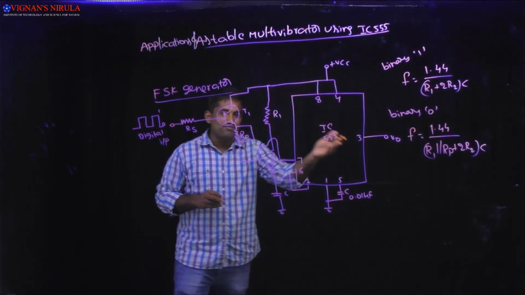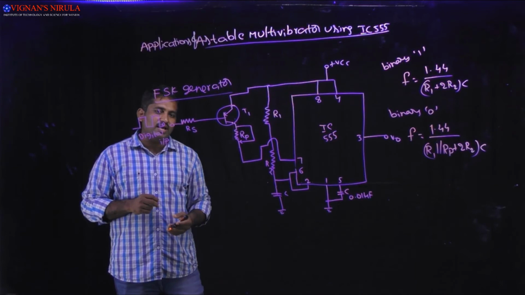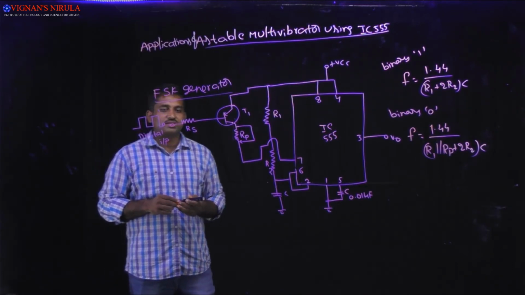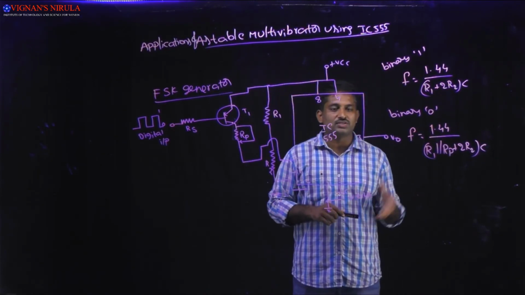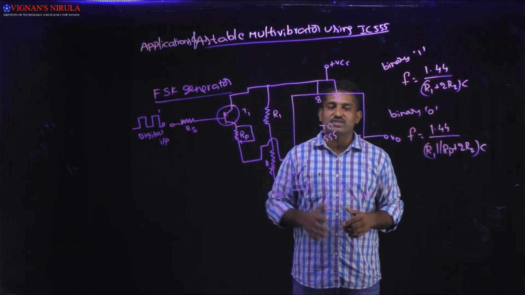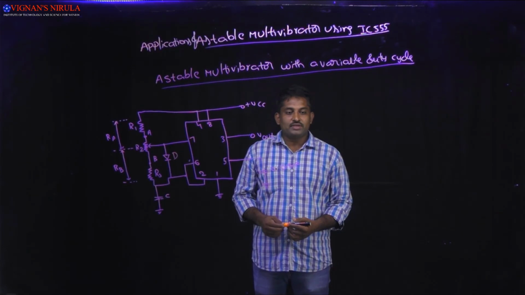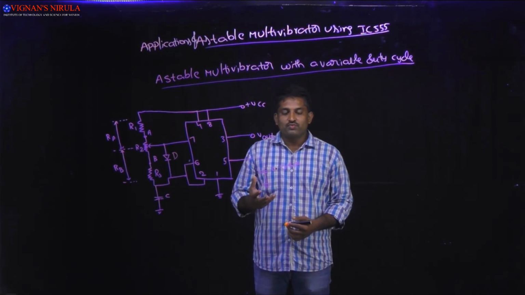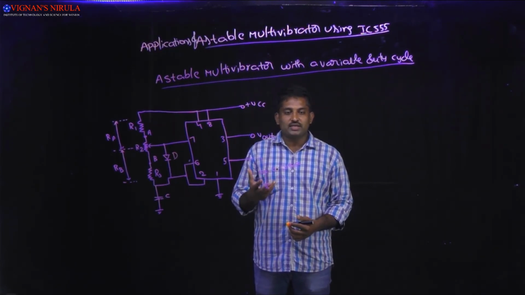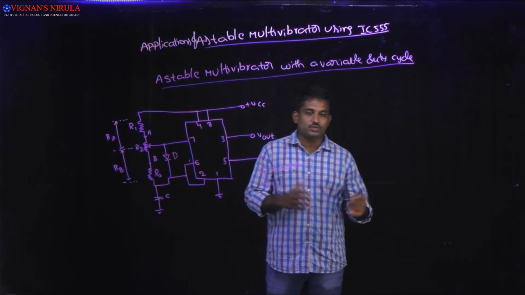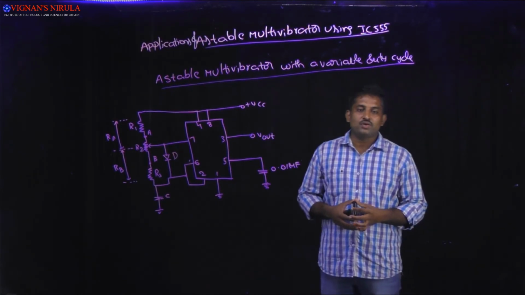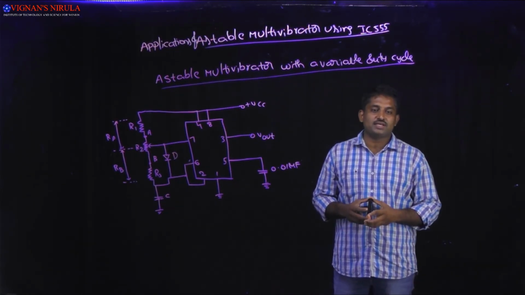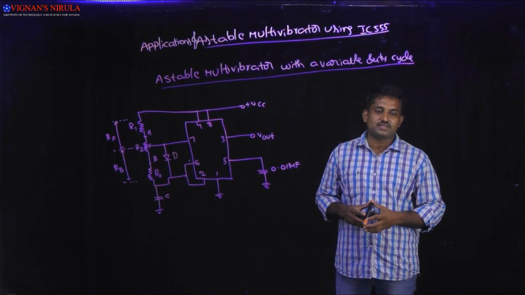So this is the way we are going to generate the FSK signals. That's why we are calling the astable multivibrator also as FSK. Astable multivibrators are used for generating the duty cycle in between 50% to 100%. Sometimes we require variable duty cycles, that is, less than 50% is also required.